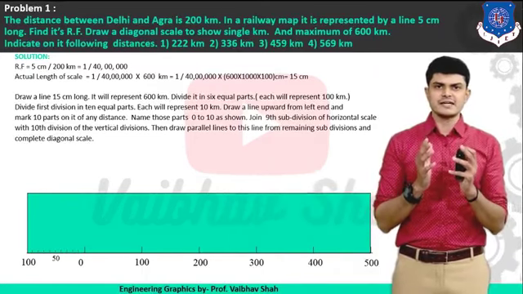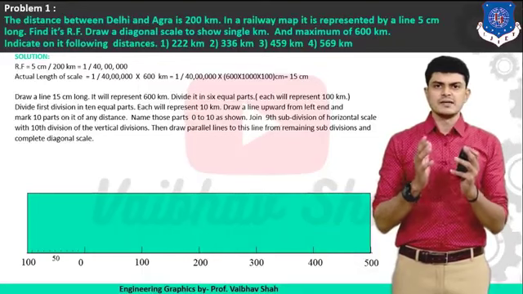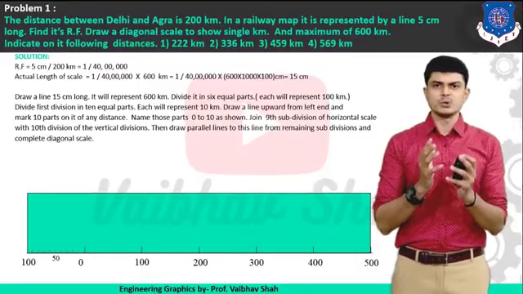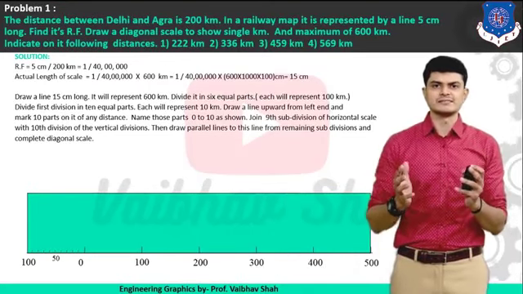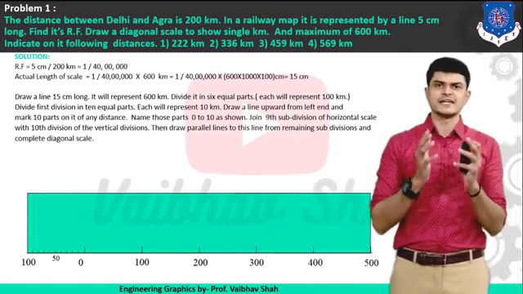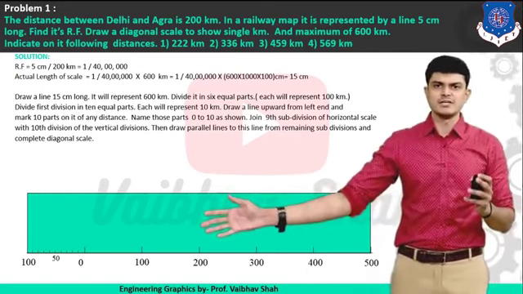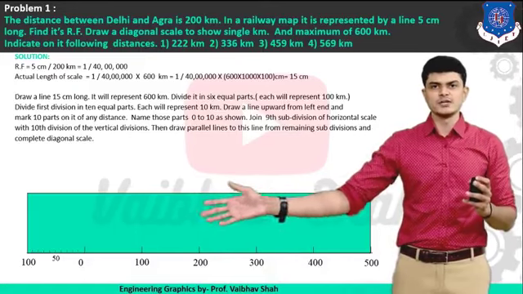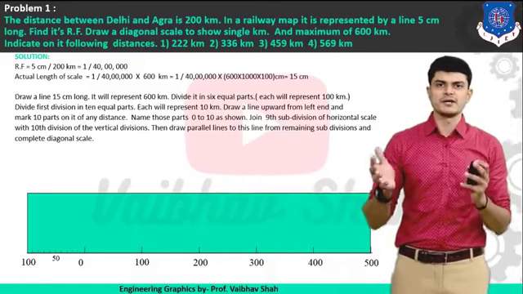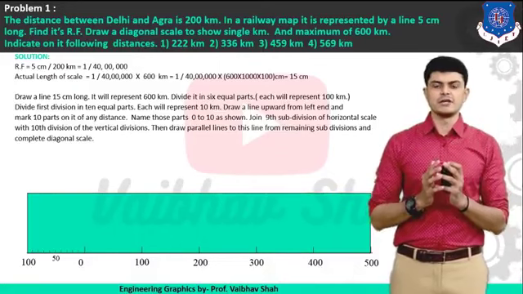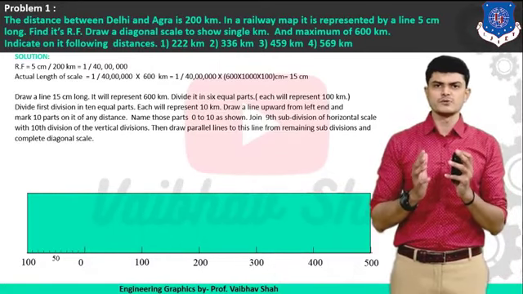Remember, many students are committing mistakes here. In hurry, they tend to write 0, 1, 2, 3, 4, 5, 6. It is completely wrong because we are dealing with 600 kilometers here. So each of the part must be of 100 units. So 0, 100, 200, 300, 400, 500 must be your values. Not 0, 1, 2, 3, 4, 5.